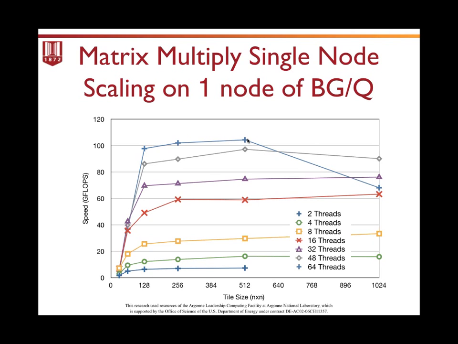And the top speed here was a 512 by 512 tile with 64 threads. And this was a little over 100 gigaflops, which is about half of the machine peak. And from what I'm told, this is about as good as you can expect using the BLAS implementation on Blue Gene Q.